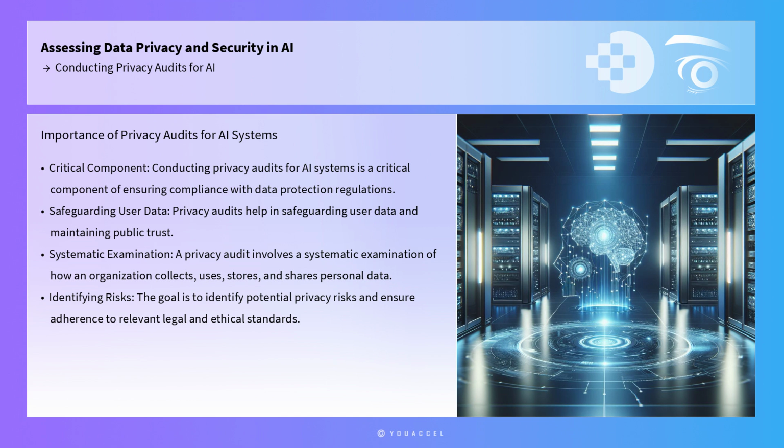Conducting privacy audits for AI systems is a critical component of ensuring compliance with data protection regulations, safeguarding user data, and maintaining public trust. As AI systems become increasingly integrated into various sectors, the need for rigorous privacy audits has never been more pressing. A privacy audit involves a systematic examination of how an organization collects, uses, stores, and shares personal data through its AI systems. The goal is to identify potential privacy risks and ensure adherence to relevant legal and ethical standards.